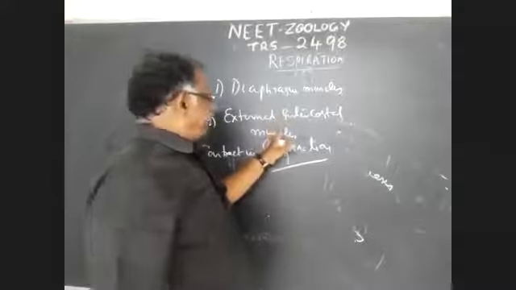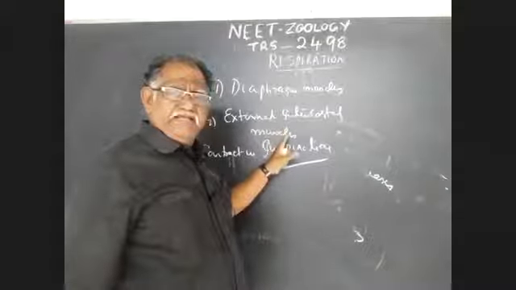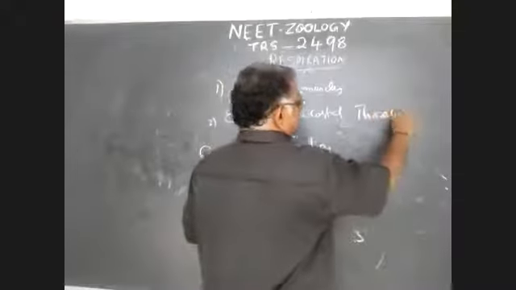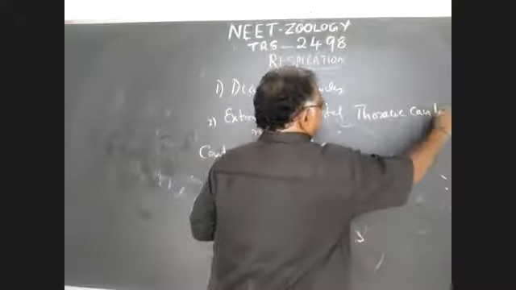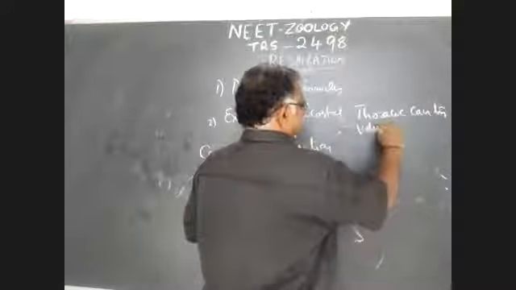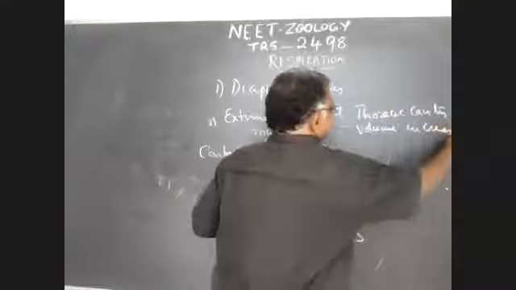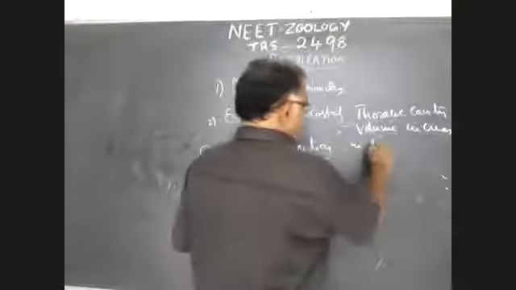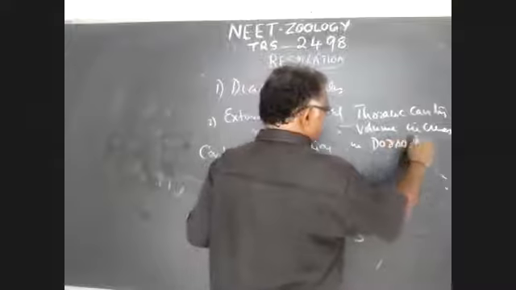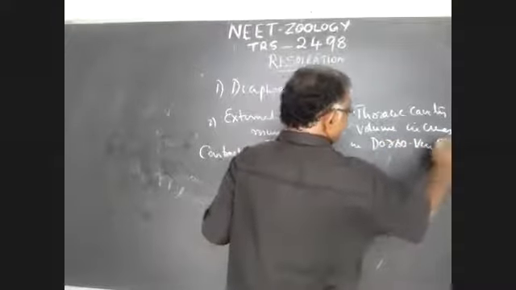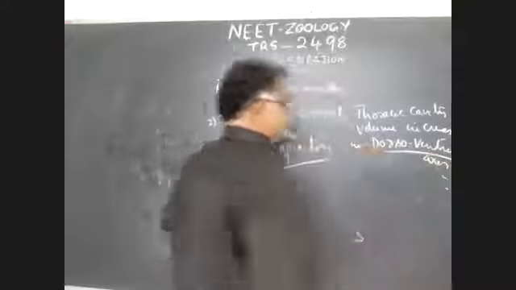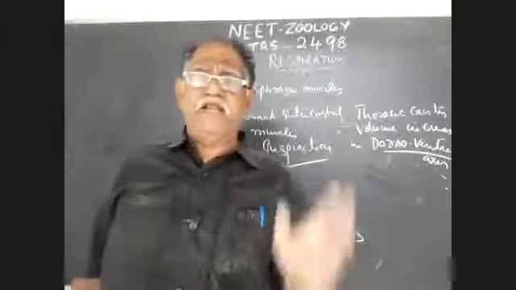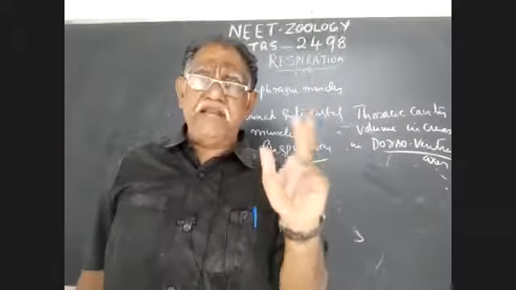By the contraction of external intercostal muscles, important one, thoracic cavity volume increases in dorsoventral axis. Important point. You only expect this. All these points are expected in NEET. So, what are the muscles involved in the inspiration? Diaphragm muscles and external intercostal muscles.